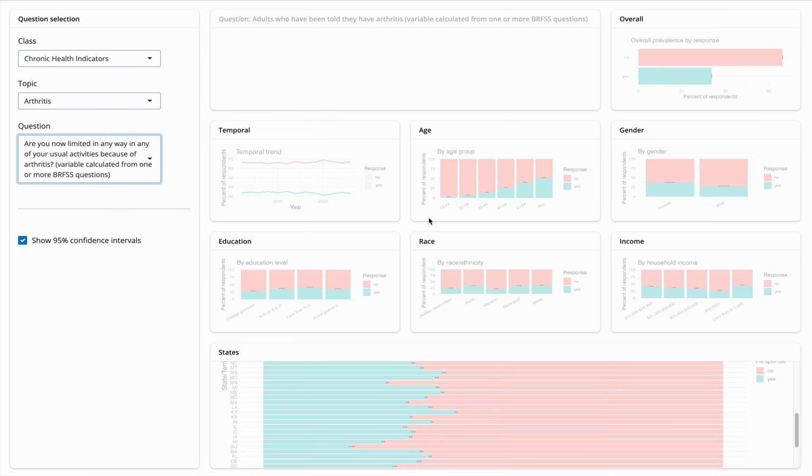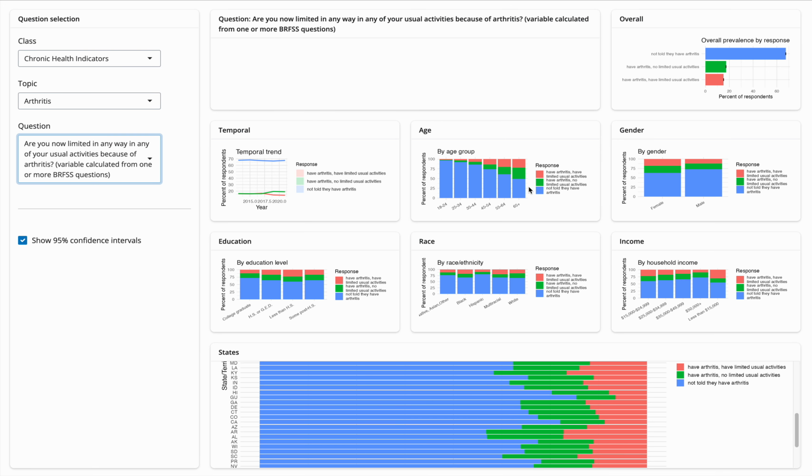Arthritis, are you limited in any ways? As you get older, I'd say about half the people 65 plus have been told that they have arthritis. Out of those that do, over half say it doesn't really affect their usual activities, and then for the third that's left, it does.